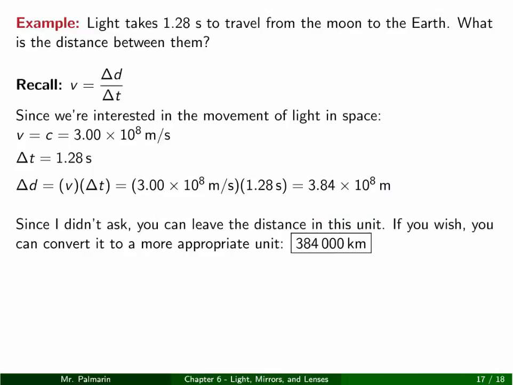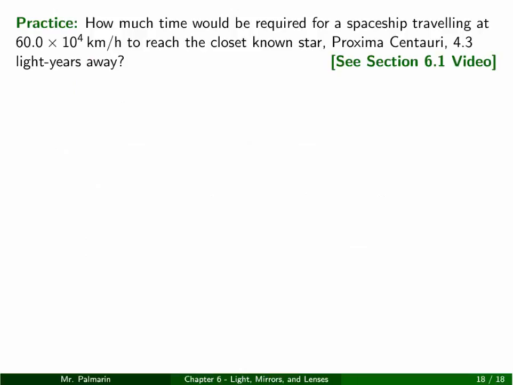So I gave you a question to do with that. Don't forget about this formula because we're going to use it on the practice problem right now. Our classic distance over time equals velocity. Here we go. How much time would be required for a spaceship traveling at 60.0 times 10 to the 4 kilometers per hour, an enormous speed, to reach the closest known star, Proxima Centauri, 4.3 light years away? By the way, this speed is, I don't want to say something wrong.